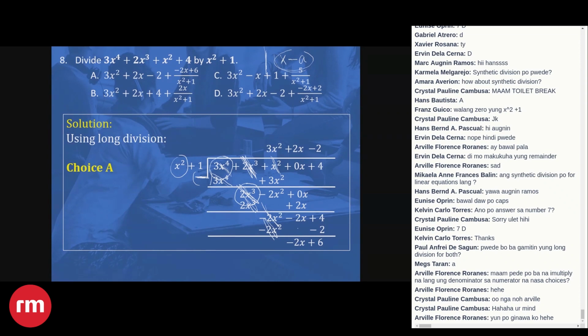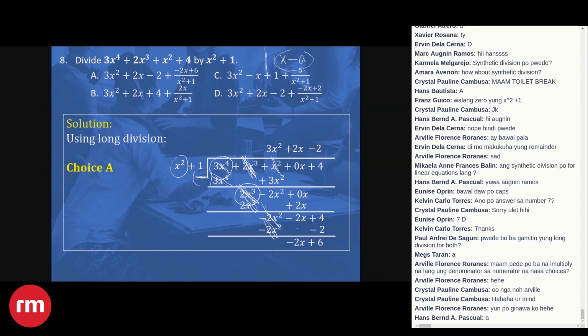Okay. So, you have suggestions here like, pwede po ba na i-multiply na lang ang denominator sa numerator na nasa choices? Okay, you can do that. But, kung mas madali yun sa inyo, pwede nyo gawin yun.